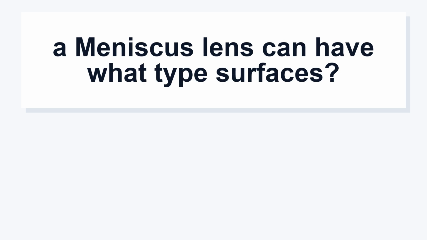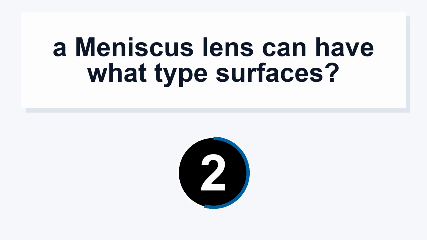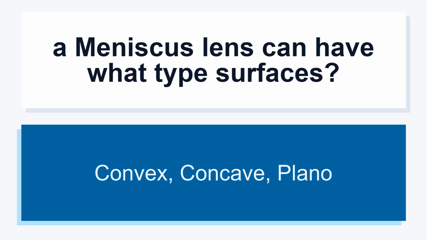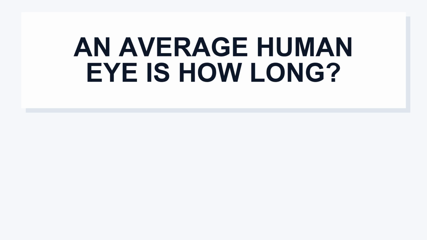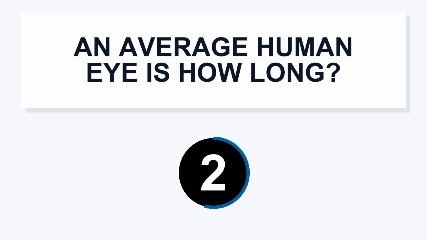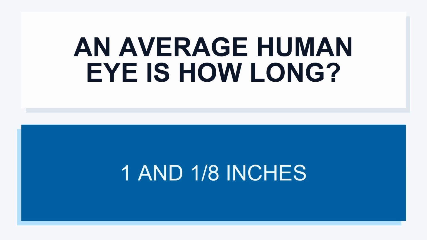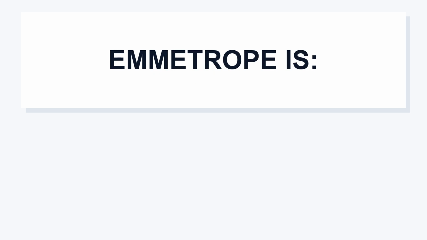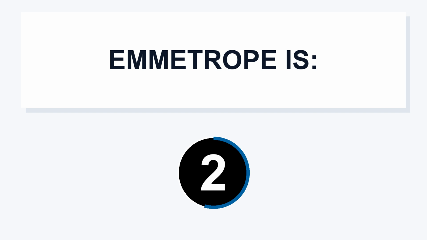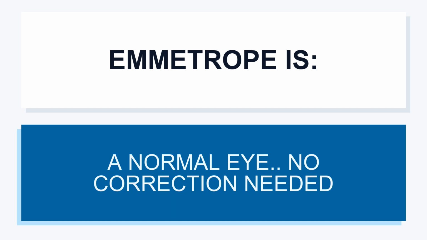A meniscus lens can have what type of surfaces? Convex, concave, plano. An average human eye is how long? 1 1/8 inches. Emmetropes. A normal eye, no correction needed.